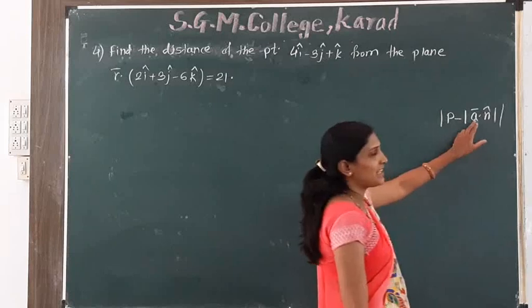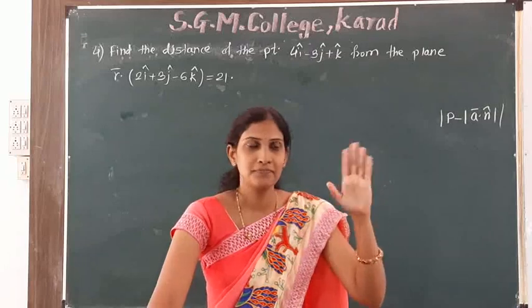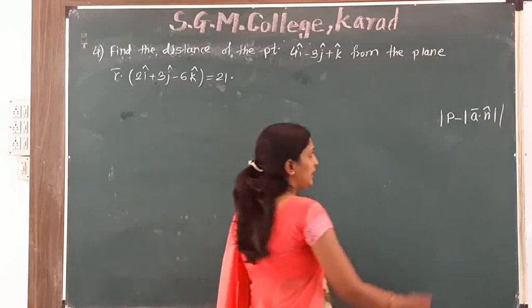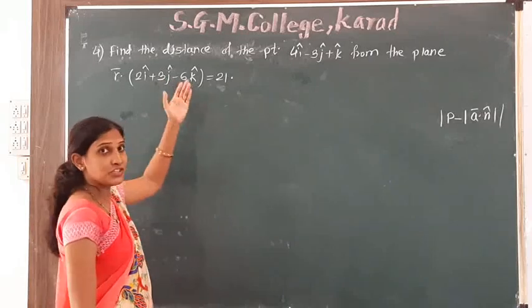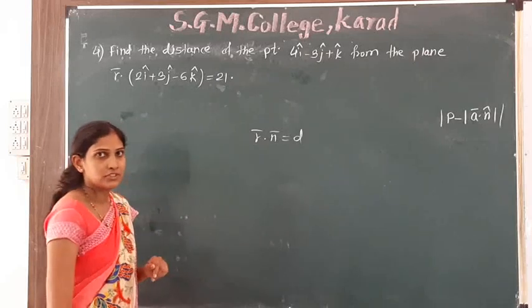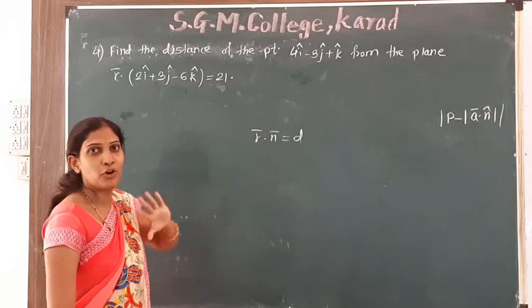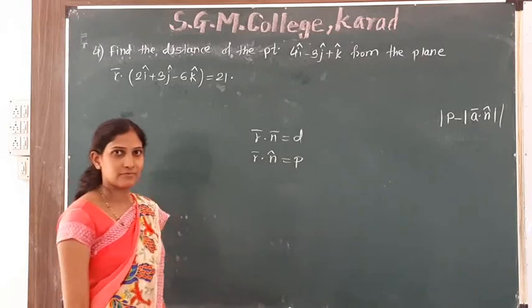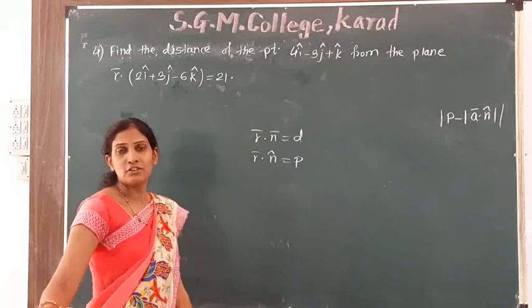What is the value of a bar? A bar is the point from which we have to find the distance. So a bar is here. Now we have to find n cap and P. This equation is of the form r bar dot n bar is equal to d. So firstly, we have to convert this equation into the normal form. What is normal form? R bar dot n cap is equal to P. So first, we have to convert this equation into normal form.